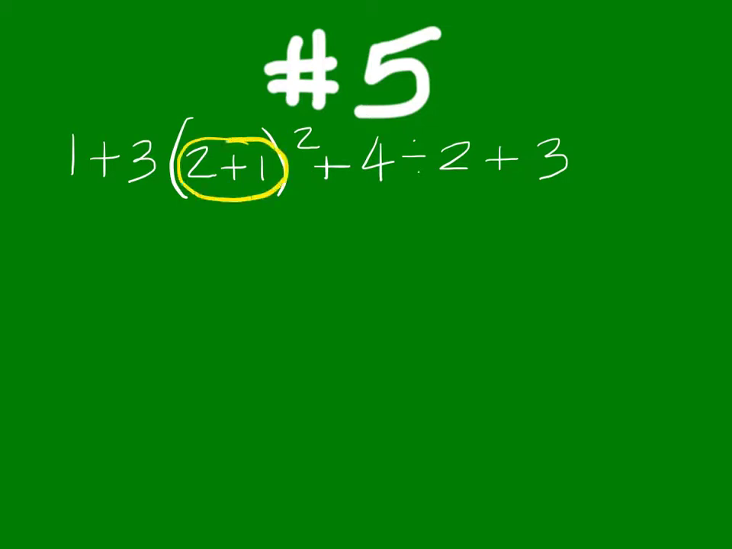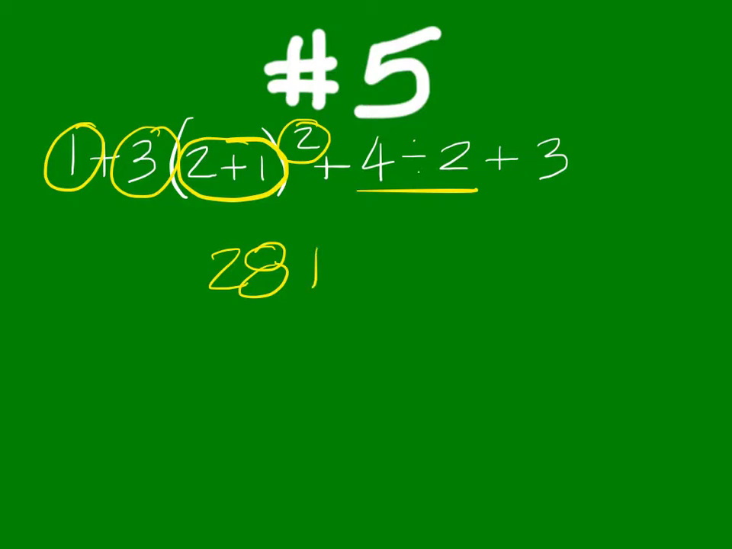You should have 3, and 3 squared is 9, times 3 is 27, plus 1 is 28, and then add to that 2, and then 3. Should get 33.